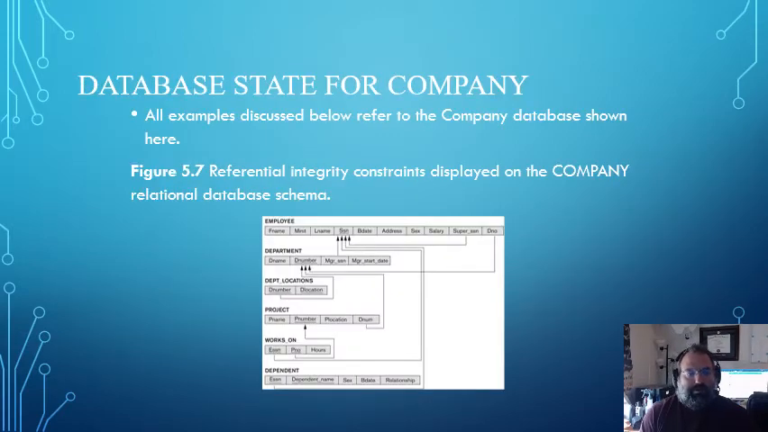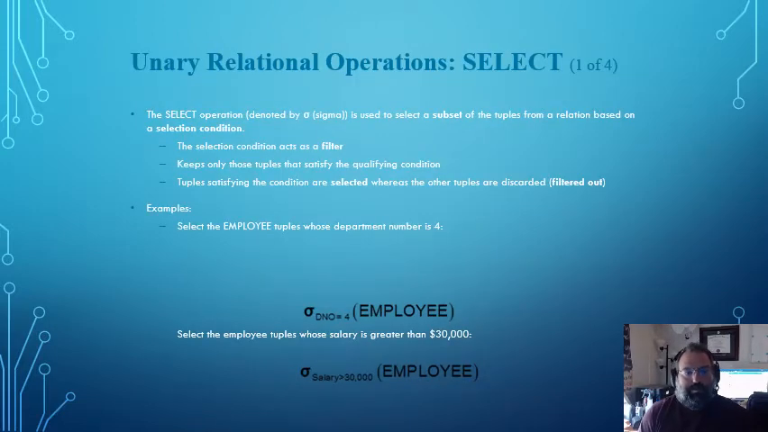Database state for a company. All examples discussed below refer to the company database shown here. This is coming back from chapter 5.7 or section 5.7, which we've discussed previously. When we talk about unary set operations, we start off typically with select. It is probably the most common.